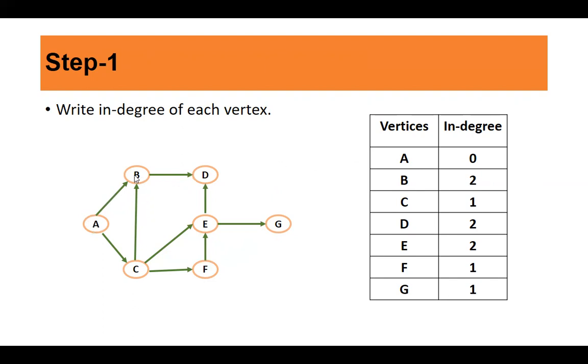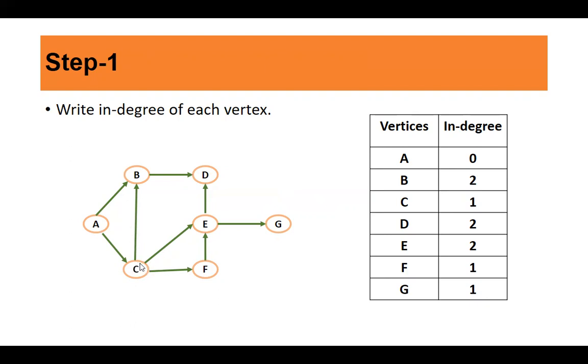An edge coming from A to B, edge coming from C to B, right? There are two arrows coming towards B, edges coming towards B. So in degree, we write it as 2 here. In degree of C, there is only one edge coming from A to C, right? So in degree of C is 1, but out degree, if you can see, these are 3.